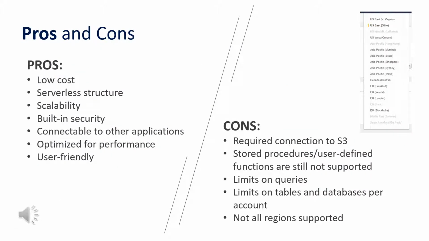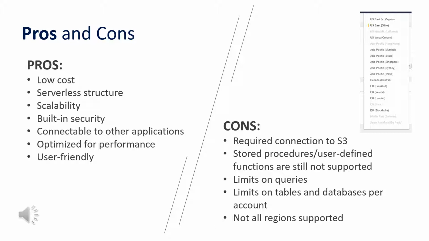So the pros and cons for Amazon Athena. The pros: it's low cost. Pay per query is a great option to keep the costs low. The serverless structure and scalability is also great for businesses and individuals who don't want or have the means to set up a traditional database. So you can scale the database to the size of your company, and being able to do that is a good option to have for businesses small and large.